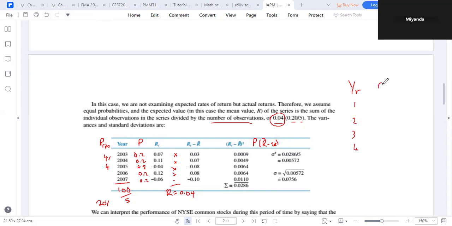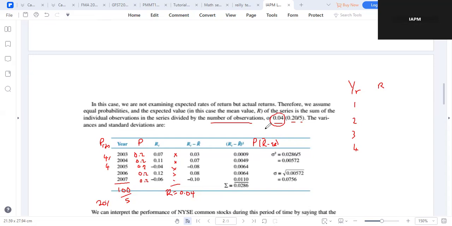And similarly, if we go ahead and do R minus R bar, we'll get those figures, no problem. If we square them, we still get those figures. Now, if we add the R minus R bar squared, and then we divide by 5, will we not get the variance? We will.